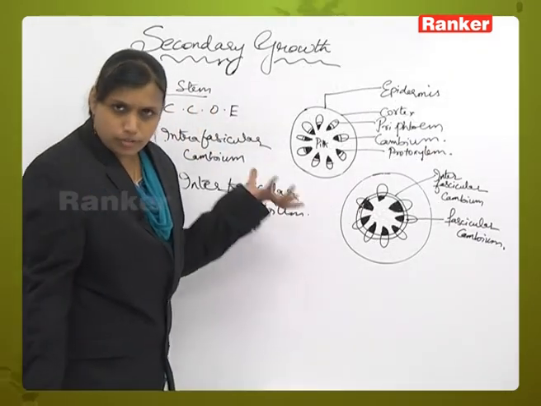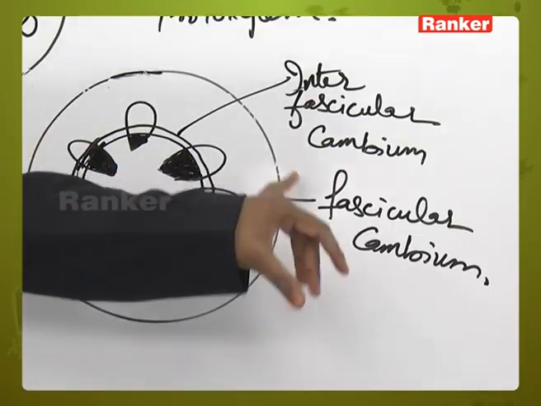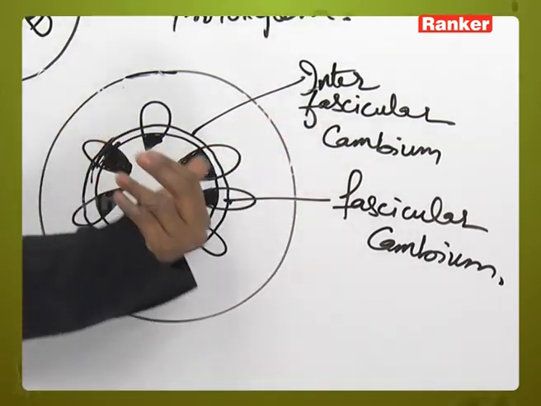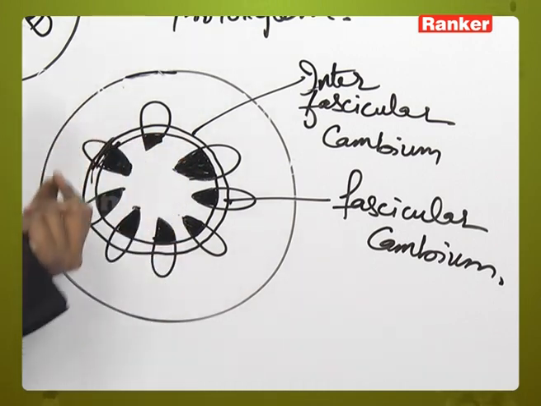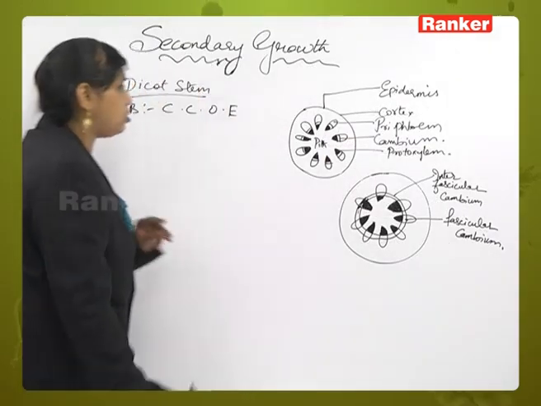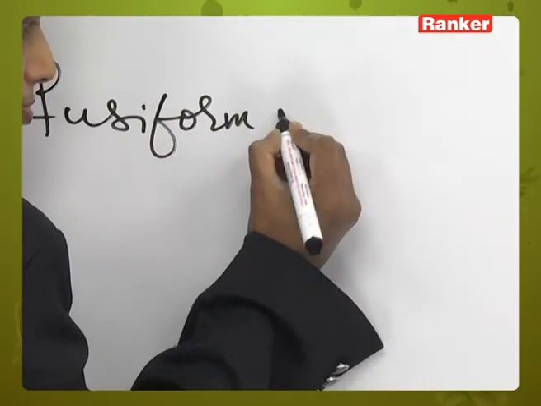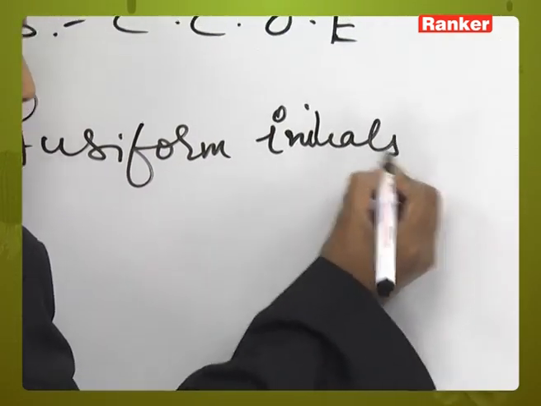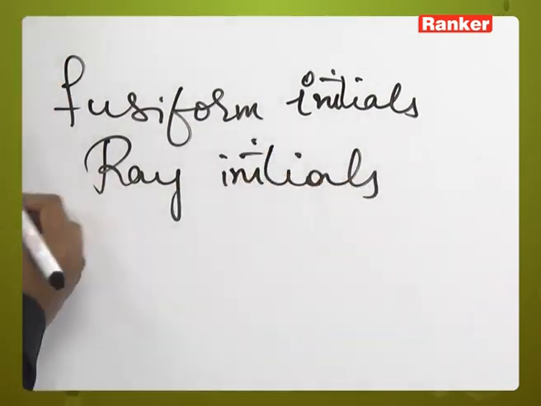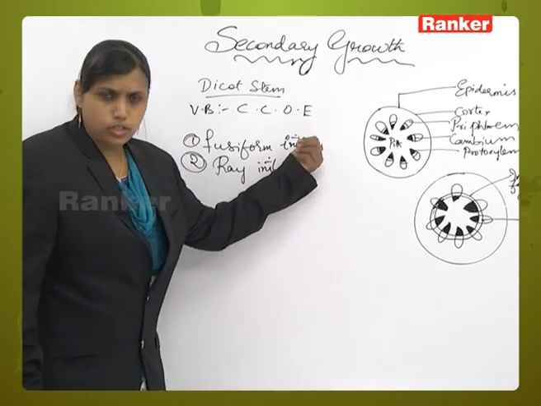Because of this formation of the ring, two types of initials are developed. Both inter and intrafascicular cambium divide and form a ring of cells. So, this ring forms a continuous ring of the vascular cambium. These cells of the ring will give rise to two types of initials. These are called fusiform initials and ray initials. Now, what are these fusiform initials and ray initials? First we will talk about fusiform initials.